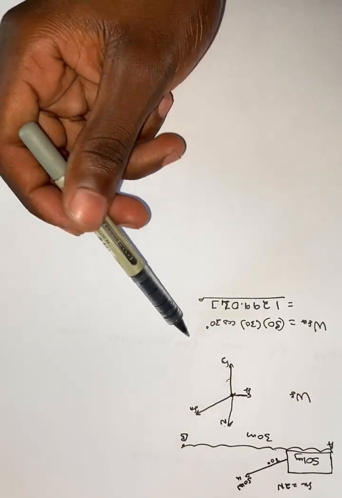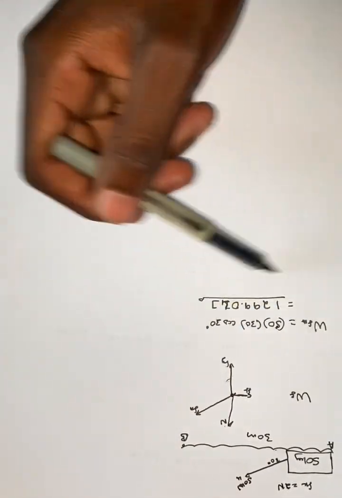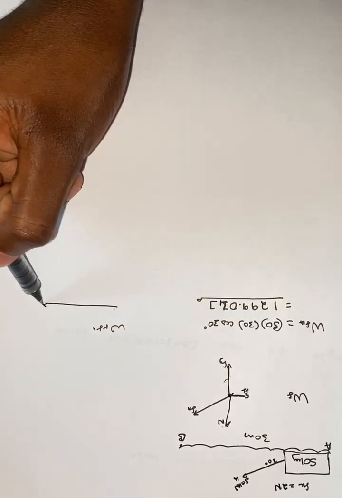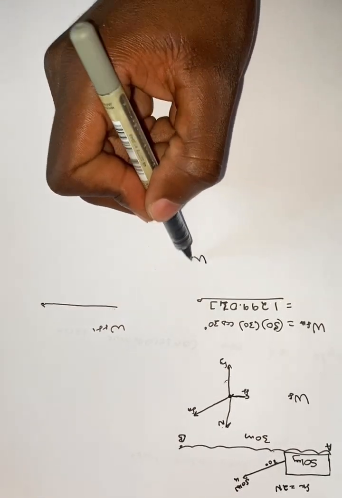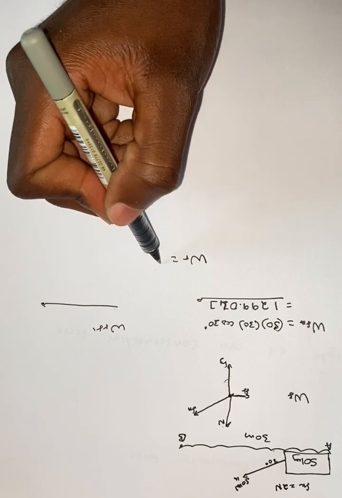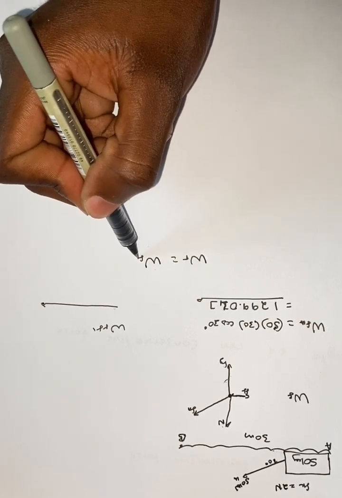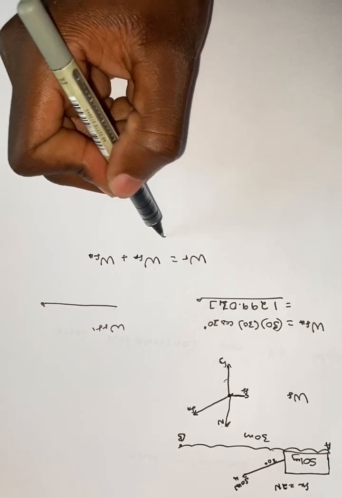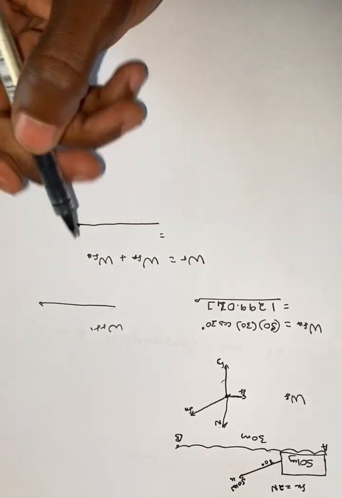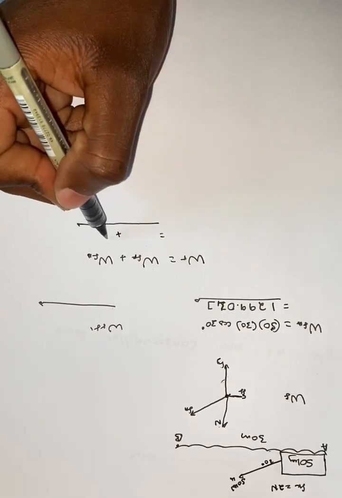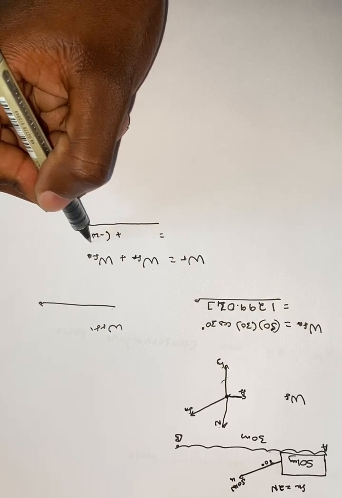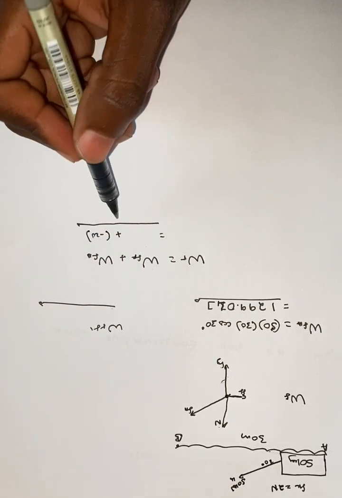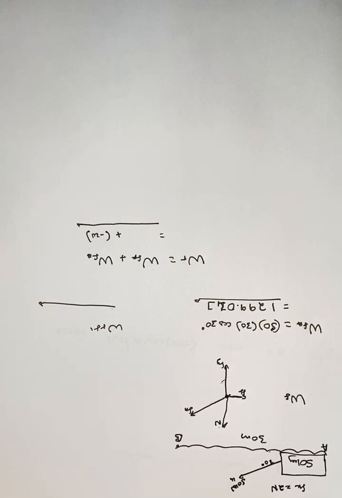You use the same approach to calculate the work done by the friction force, and you get the answer. Then the total work done will be equal to the work done by the friction force plus the work done by the force applied, and you get the final answer. Make sure that when you substitute the friction force, you substitute it with its negative, because it always does negative work. I hope we understand this one.